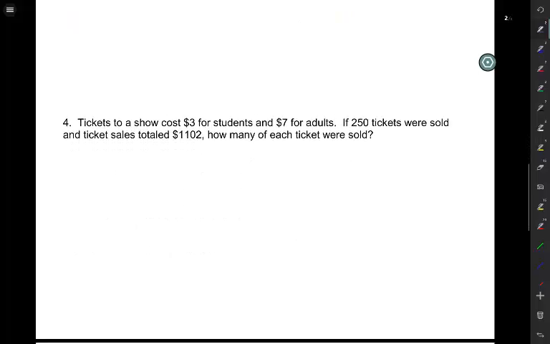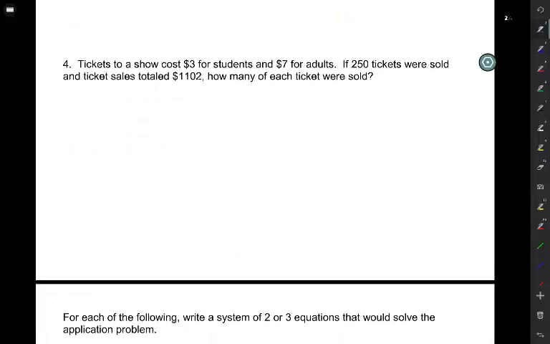All right, so let's go down to this next one. Tickets to a show cost $3 for students and $7 for adults. You sell 250 tickets and it costs $1,102. How many variables are we going to use on this one? I don't think 3. Why 3? There's only two pieces of information. What are the pieces of information? How many of each ticket? What kinds of tickets do we have? Student tickets and adult tickets.